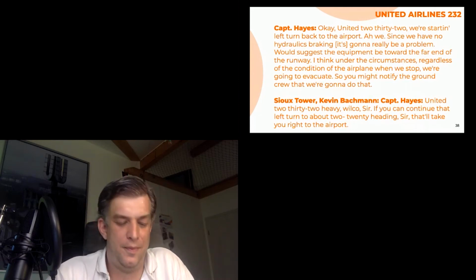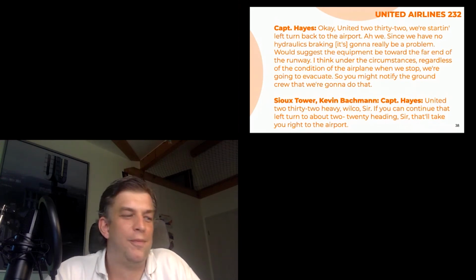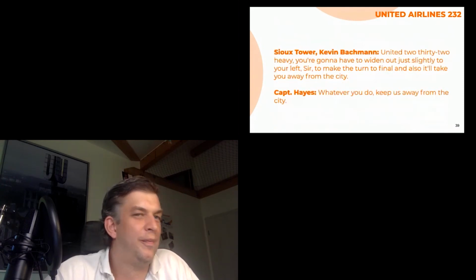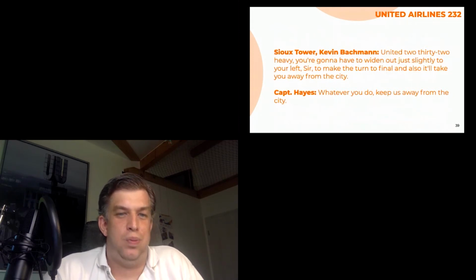Okay, United 232, we're starting a left turn back to the airport. Since we have no hydraulics, braking is going to really be a problem. I would suggest the equipment be towards the far end of the runway. And I think under the circumstances, regardless of the condition of the airplane when we stop, we're going to evacuate. So you might notify the ground crew equipment that we're going to do that. United 232 Heavy, Wilco. If you can continue that left turn to about a 220 heading, sir, that'll take you right to the airport. United 232 Heavy, you're going to have to widen out just slightly to your left, sir, to make the turn to final, and also that'll take you away from the city. Whatever you do, keep us away from the city. We were all but optimistic.